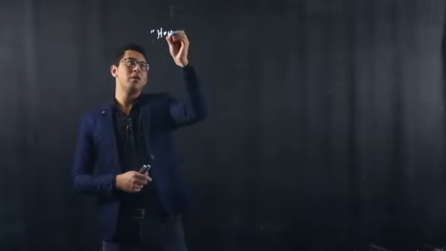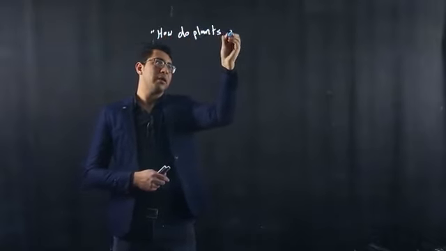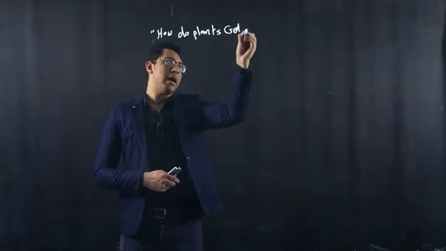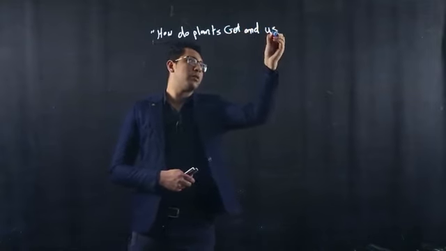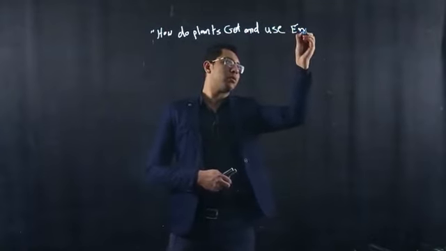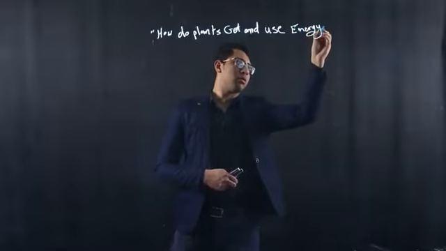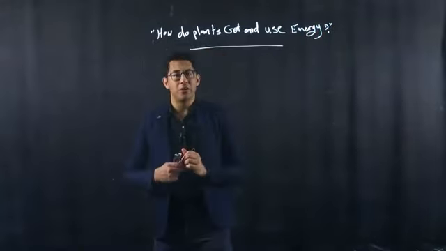With chapter 4, ecosystems, we will start with lesson 1: how do plants get and use energy? How do plants get and use energy?